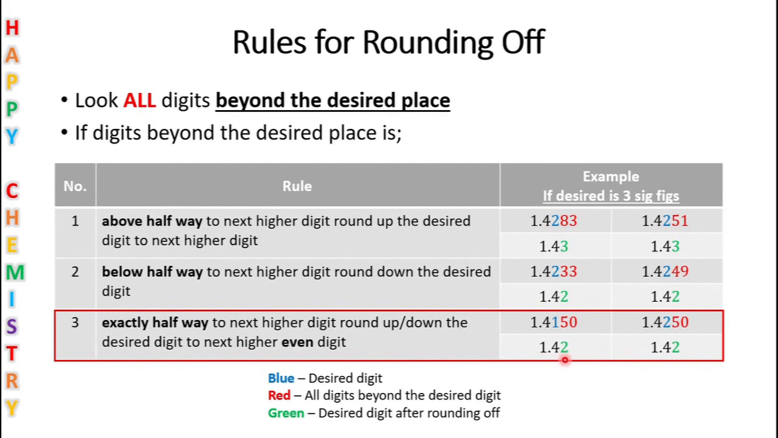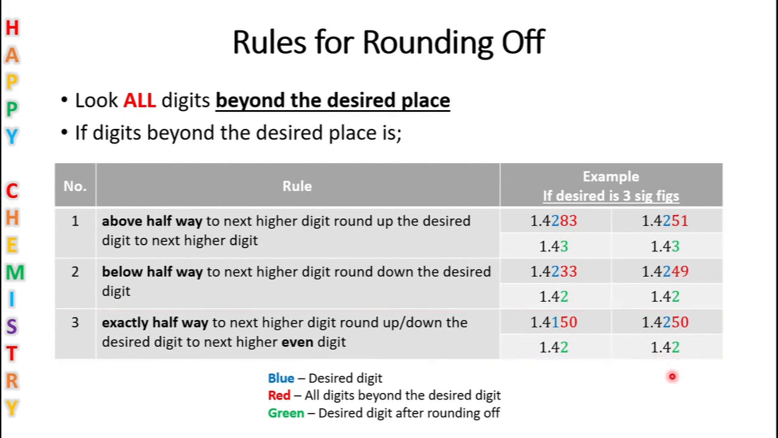The second example is 1.4250. The digits beyond the desired place are 50, that is exactly halfway through. However, the desired digit is already an even number. Therefore, we have to round it down. The final answer would be 1.42.